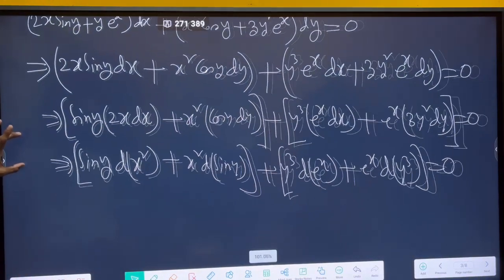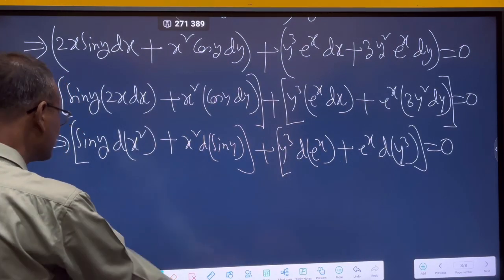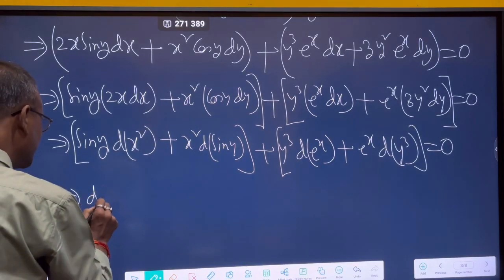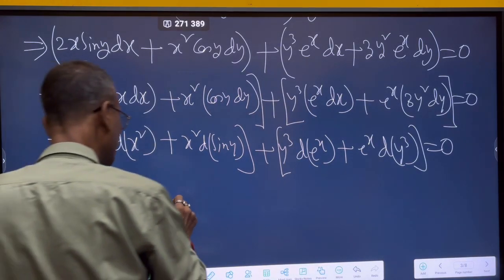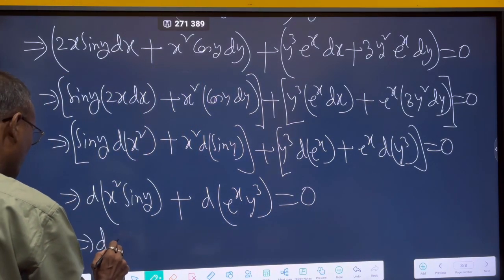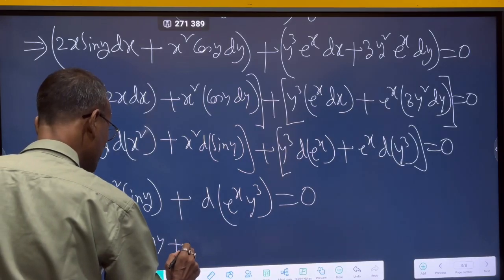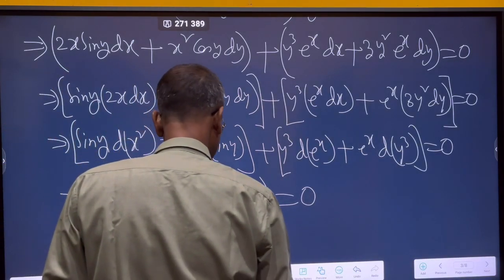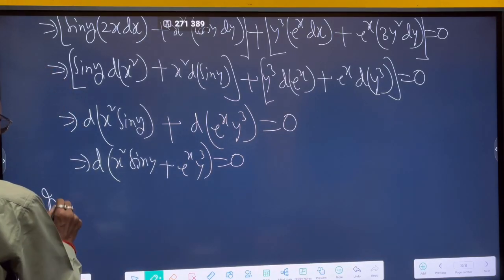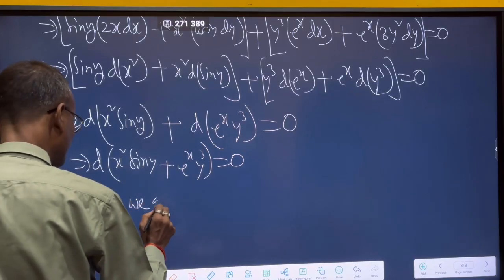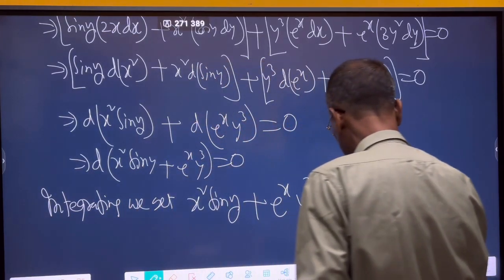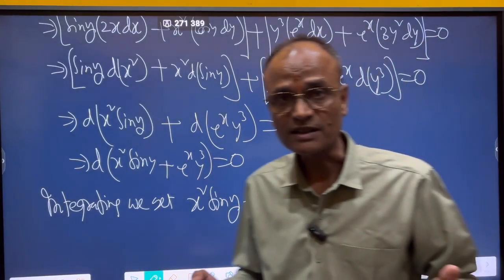Now, this means here first function times differentiation of the second function plus second function times differentiation of the first function: d of x square sin y plus d of e to the power x y cube is equal to 0, or you may write d of x square sin y plus e to the power x y cube equal to 0. Integrating, we get x square sin y plus e to the power x y cube equal to constant. In this way also we can solve the differential equation.